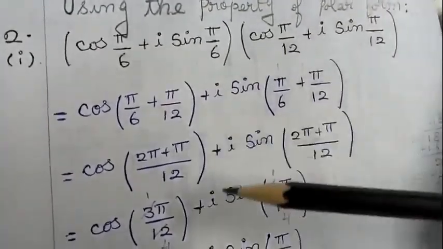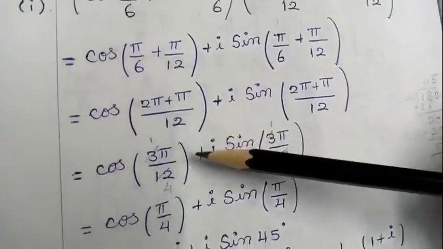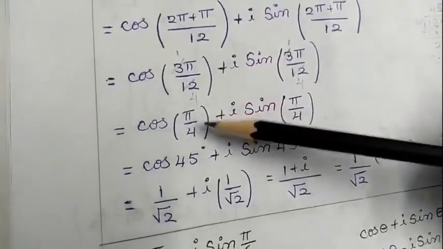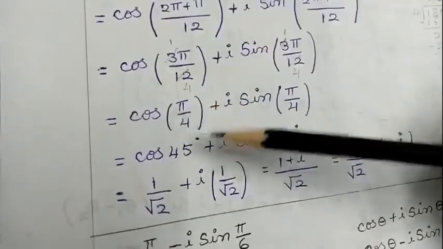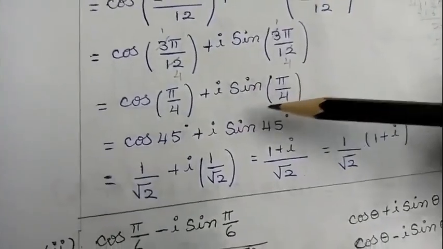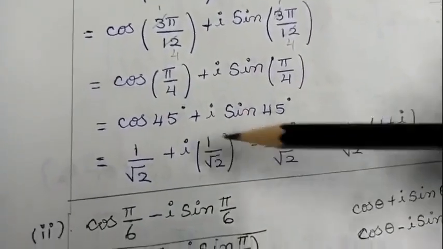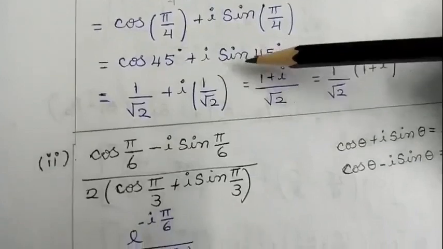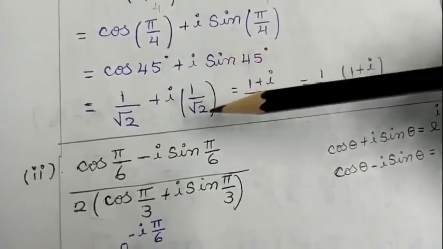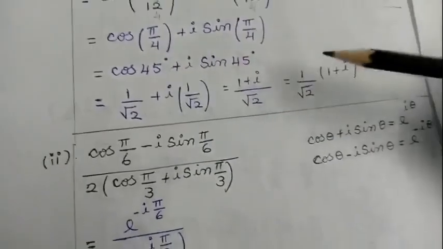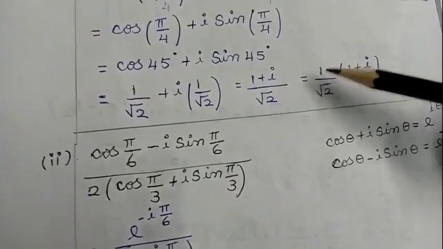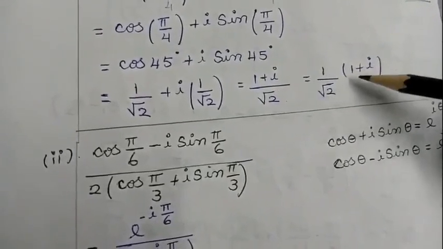You are going to take LCM. After taking the LCM, you are going to simplify the term. Finally, you will get this, that is cos pi by 4 plus i sin pi by 4. Pi is nothing but 180 degrees. If you divide, you will get the value as 45 degrees. That is cos 45 degrees plus i sin 45 degrees. Cos 45 and sin 45 degrees are nothing but 1 by root 2. Simplify the term. The final value will be like this. You can stop like this or you can write it in this form, that is 1 by root 2 into (1 plus i).